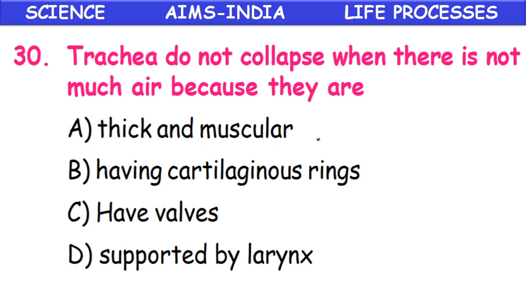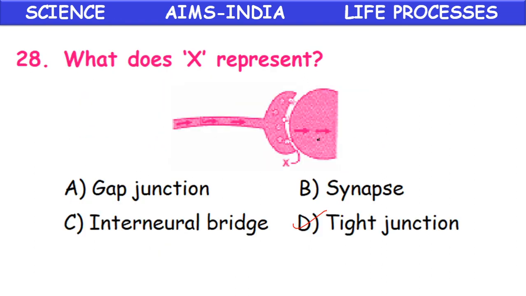So in the previous question also wrongly mentioned, what does the X represent? The X represents the synapse. Actually there is a slight gap here. So it is not a tight junction, it is a synapse. This gap helps in the correct and fast nerve transmission.